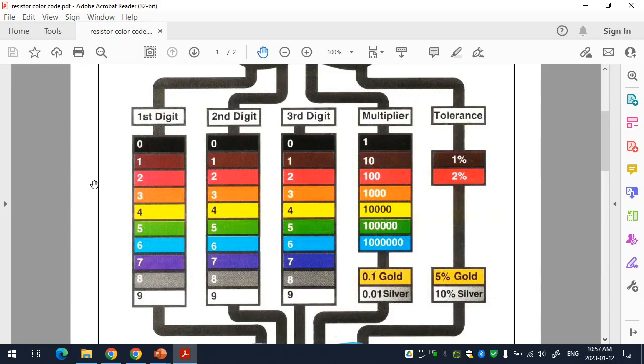Okay, come on. What's 22 times 10 to the 1? No, 220. Still plus or minus how much? How much is 10% of 220? Come on, 22. What does this mean?